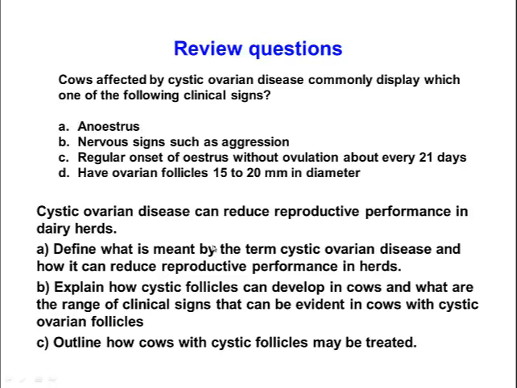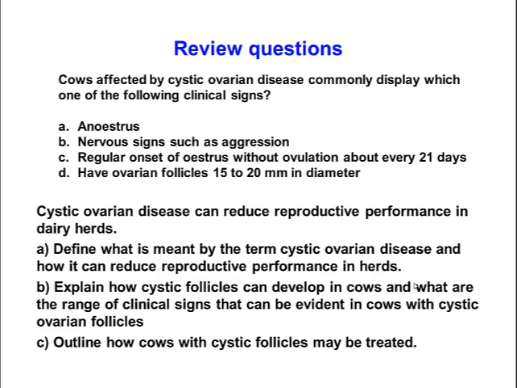Let's look at the second question. Cystic ovarian disease can reduce reproductive performance in dairy herds. Define what is meant by the term cystic ovarian disease and how it can reduce reproductive performance in herds. Well, cystic ovarian disease is characterized by a follicle greater than 2.5 centimeters on one or more ovaries of a cow, usually in the absence of a corpus luteum. How can it reduce reproductive performance in herds? It reduces reproductive performance by delaying ovulation in cows, and this delays conception from occurring.